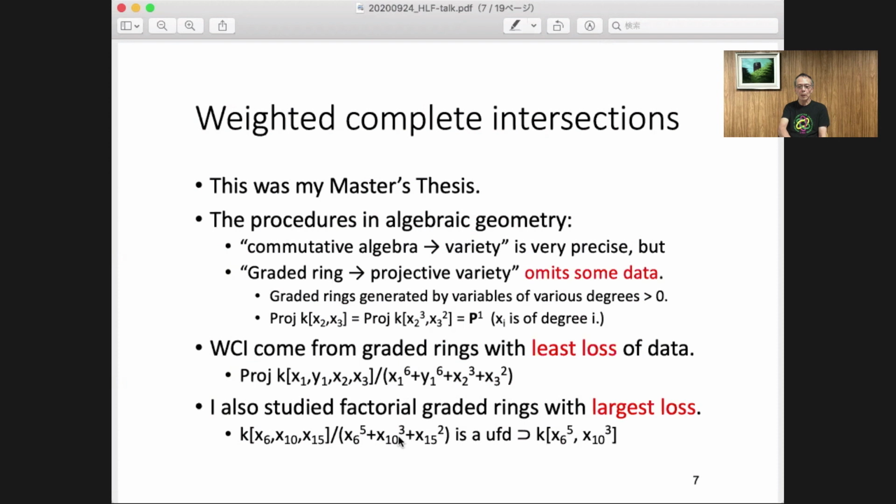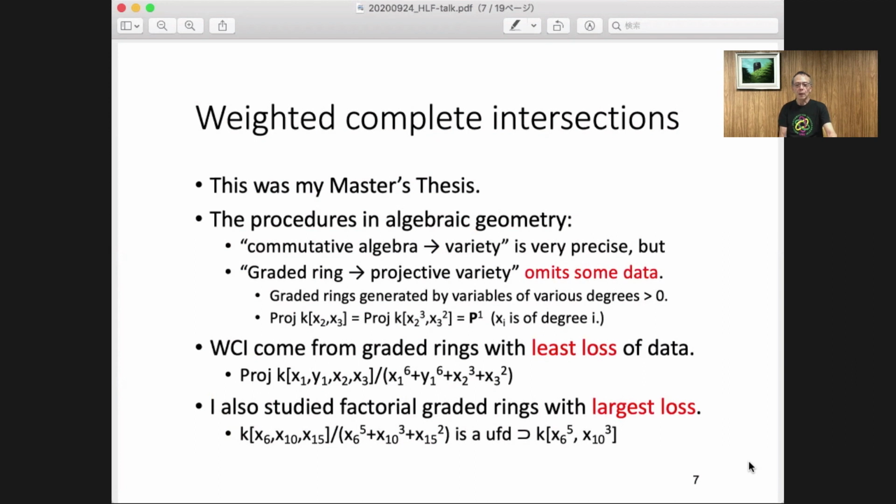So by going to the approach of the previous one, you lose much of the information, and it's like the approach of k[x6] to the fifth and k[x10] to the third. So this sort of gap, in going from the graded ring to projective varieties, was one feature I was interested in. So we can really get interested in various stuff. And so this is one of the things I was interested in.